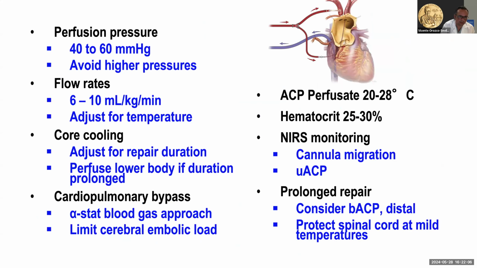So we provide perfusion pressures, usually around 40 to 60 millimeters of mercury. The flow rate is just standard, 6 to 10 milliliters per kilogram per minute. And we use the alpha-stat blood gas approach. And this is our perfusate. This is very similar to what we use, 20 to 28, maintaining the hematocrit at 25 to 30. We use NIRS or oximetry during the case. And this is what in general we do for our cases.